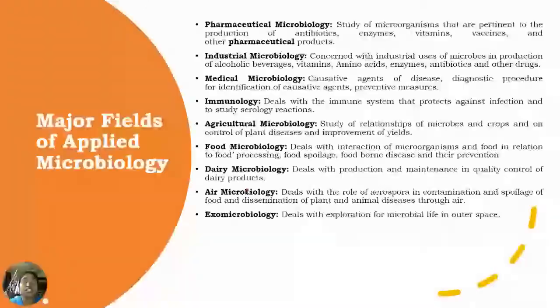Next, coming to exomicrobiology. Exo means outside or external. What external thing are we studying? It deals with the exploration for microbial life in outer space. If we want to study whether microbial life is there outside the earth, in space, then that type of study is known as exomicrobiology.